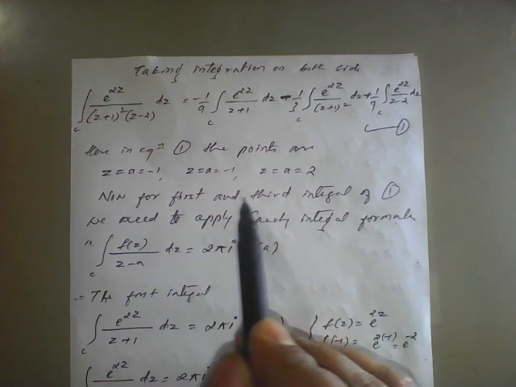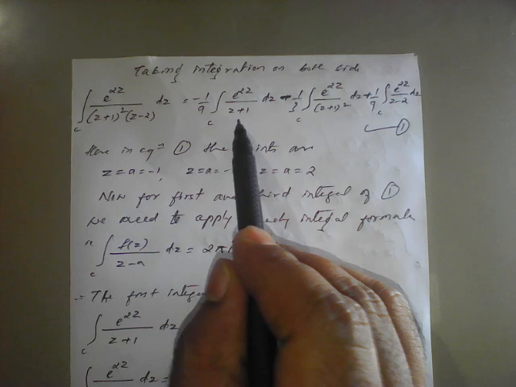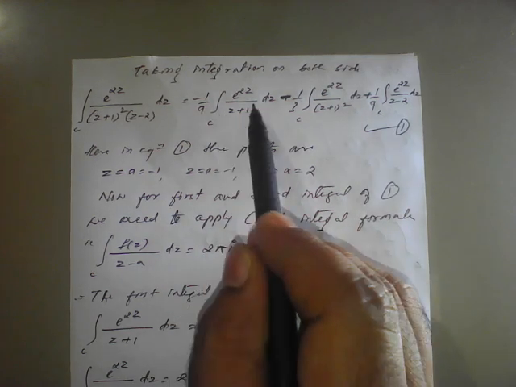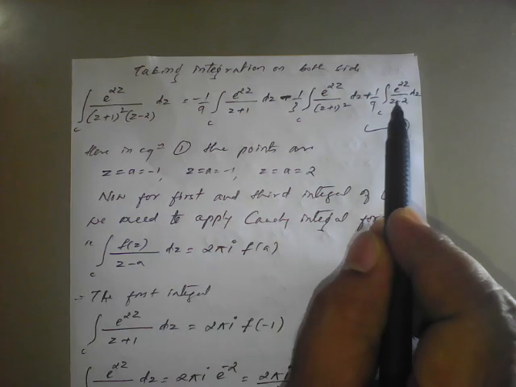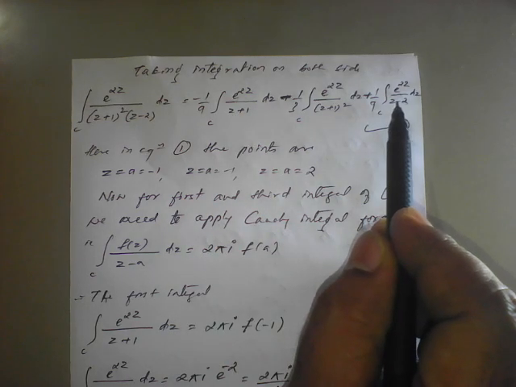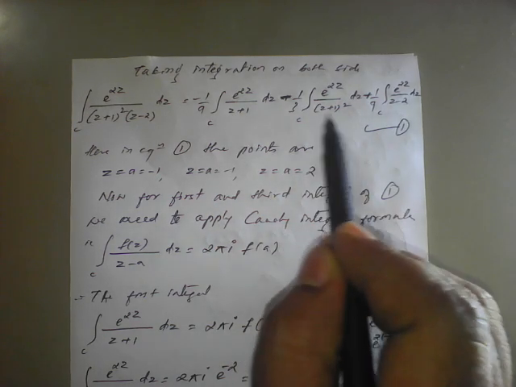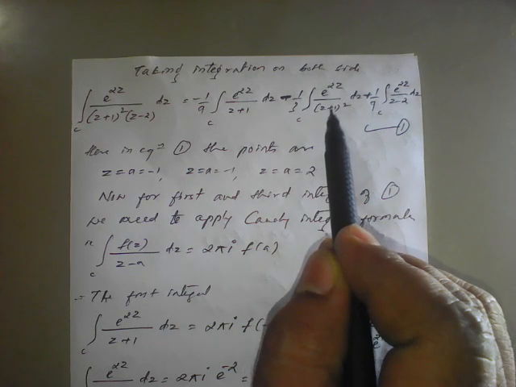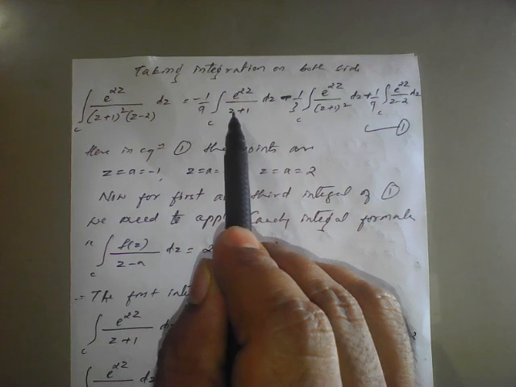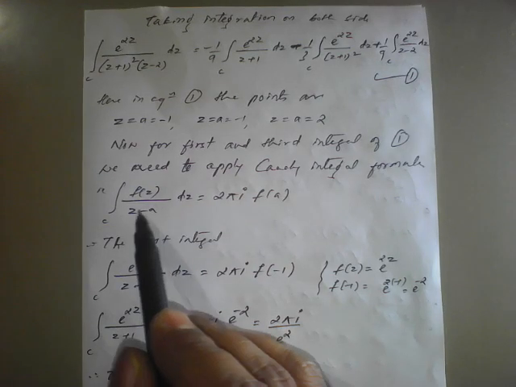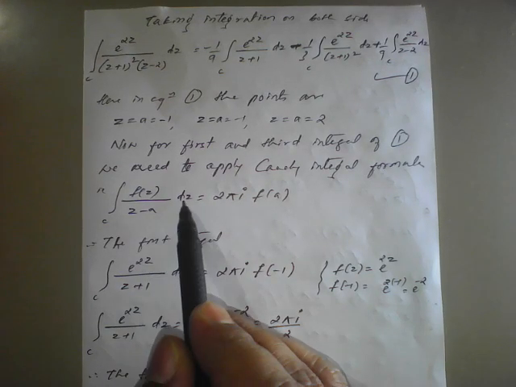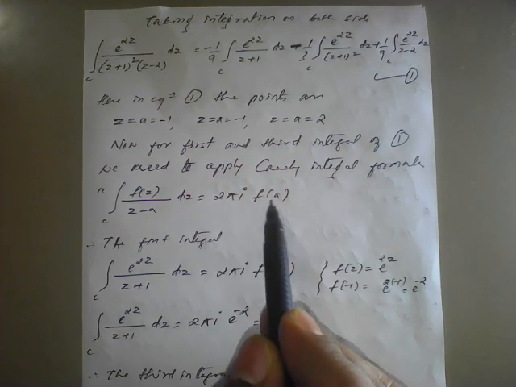Now, just see here, in the first and third we don't have any raised power, but in the second the power 2 is there. So for the first and third we need to apply Cauchy's integral formula, and for the second one we need to apply the generalized Cauchy's integral formula. First I will solve the first and third integrals by using Cauchy's integral formula. Cauchy's integral formula is given by the integral of f of z upon z minus a dz is equal to 2 pi i of f of a.